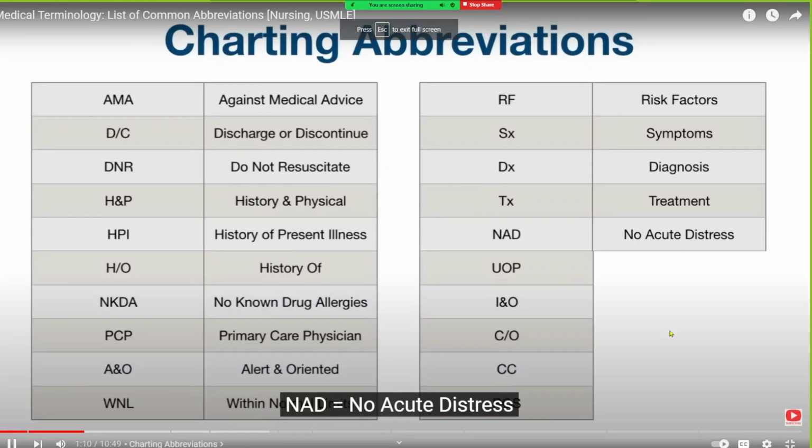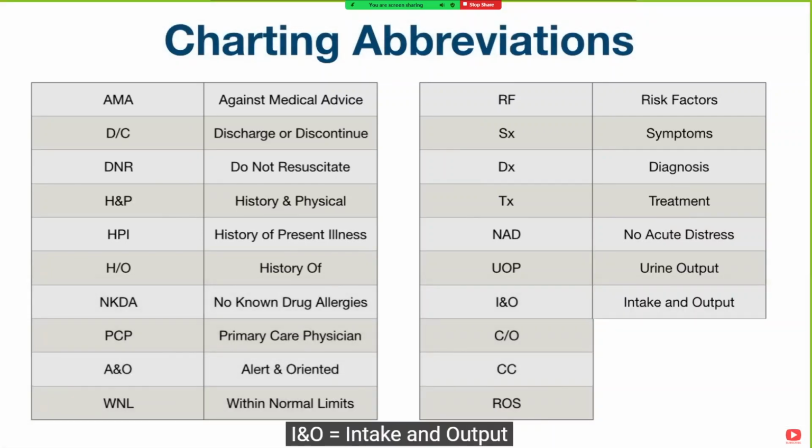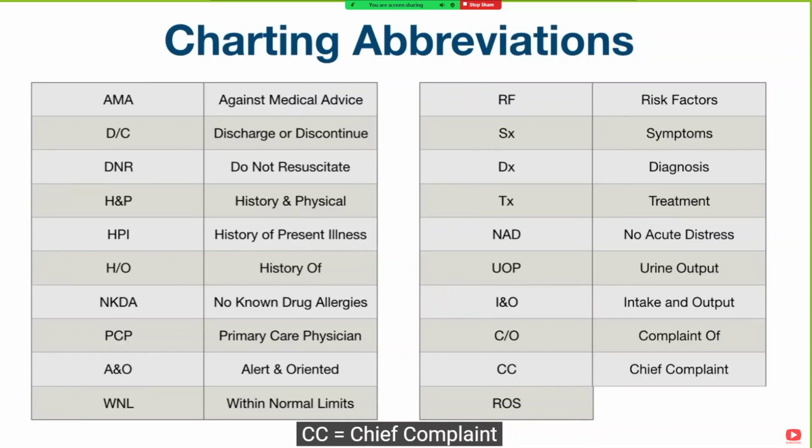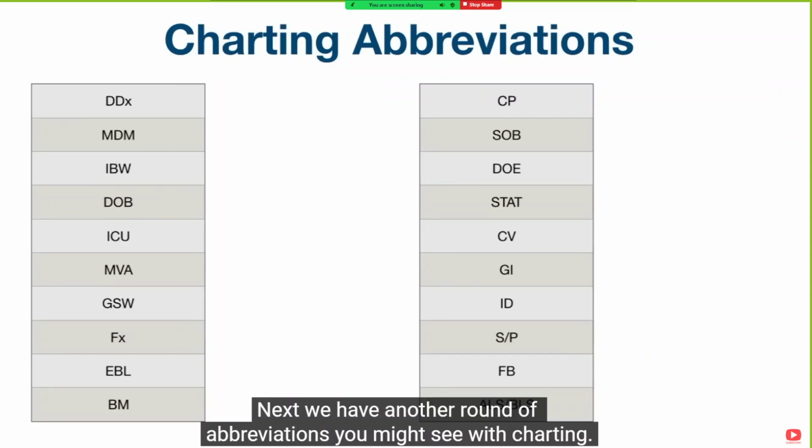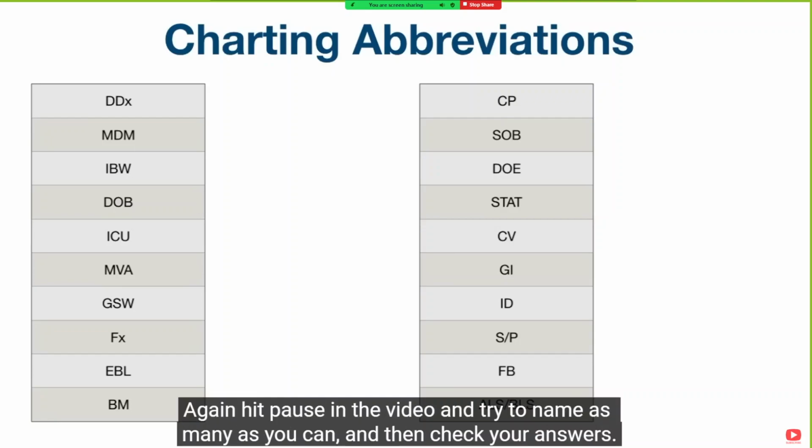Treatment. NAD, no acute distress. UOP, urine output. I&O, intake and output. CO, complaint of. CC, chief complaint. ROS, review of systems. Next, we have another round of abbreviations you might see with charting. Again, hit pause in the video and try to name as many as you can, and then check your answers.